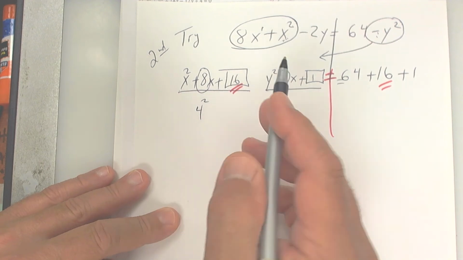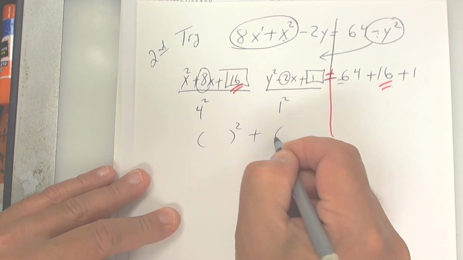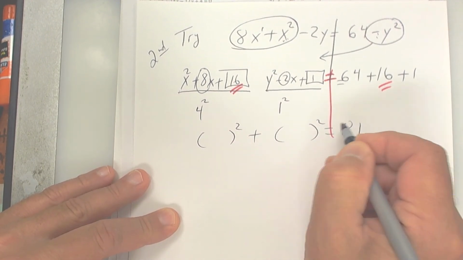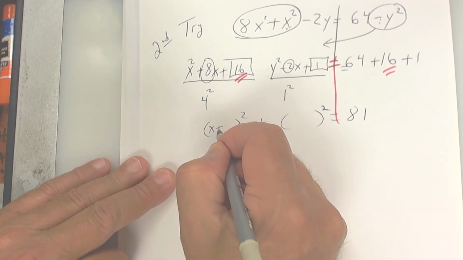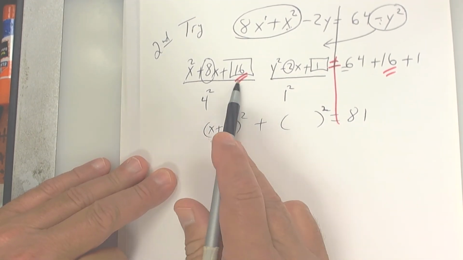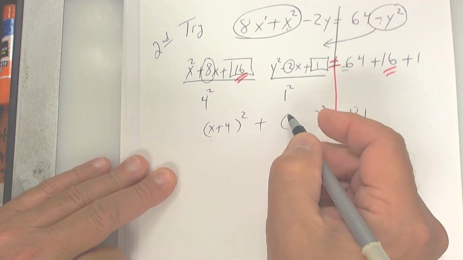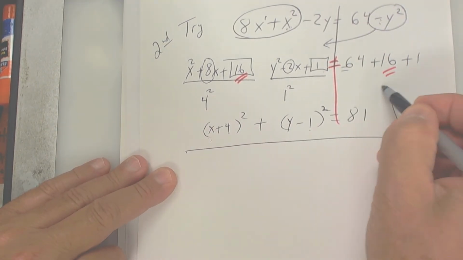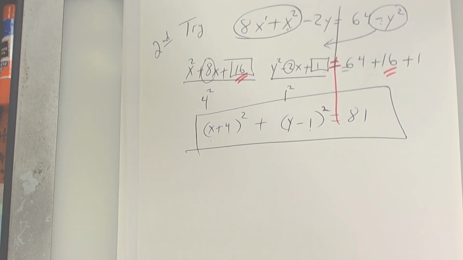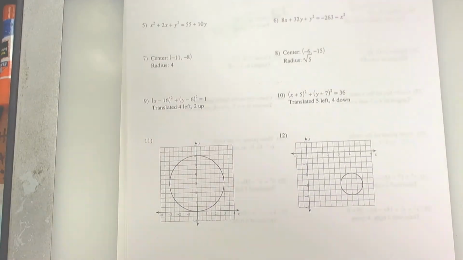This becomes a perfect square. So you're going to do something squared plus something squared is equal to 81. So it's going to be x plus 4 right here. 4 times 4 is 16. And this is going to be y minus 1. 1 times 1 is 1. And there it is. And that's what you're doing today. Now I'm going to give you one more to try, completing the square.